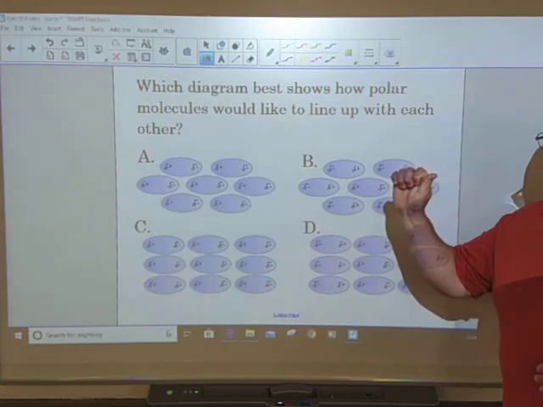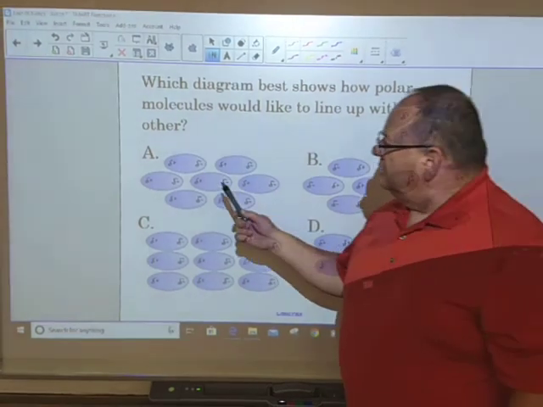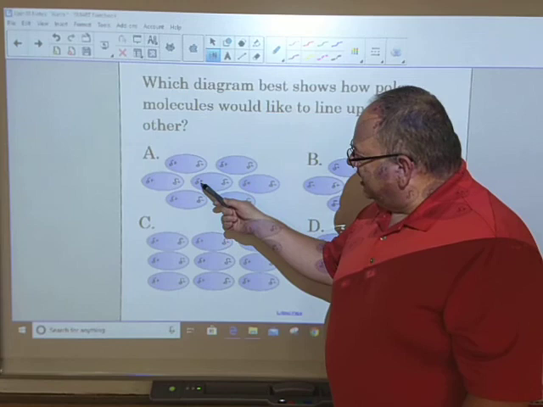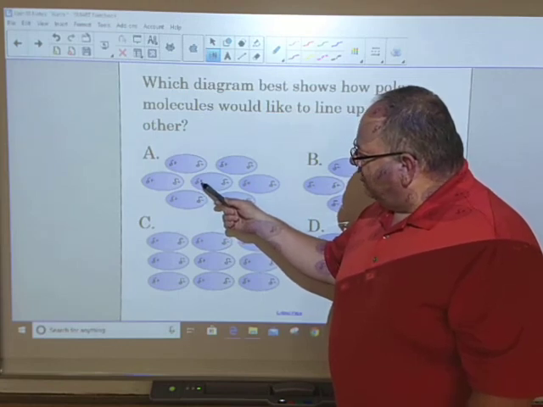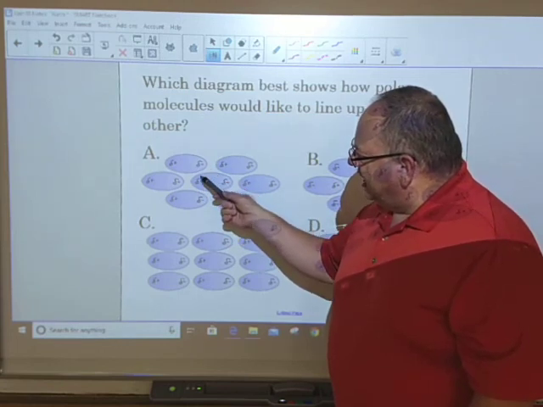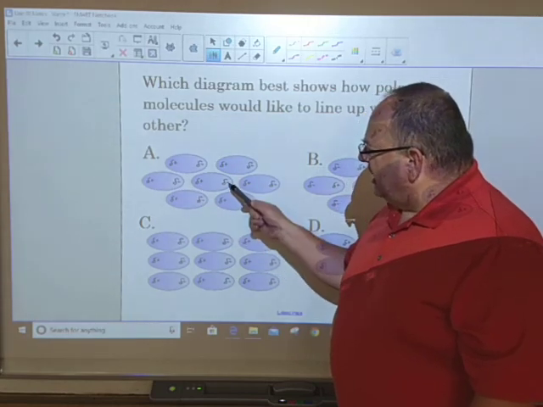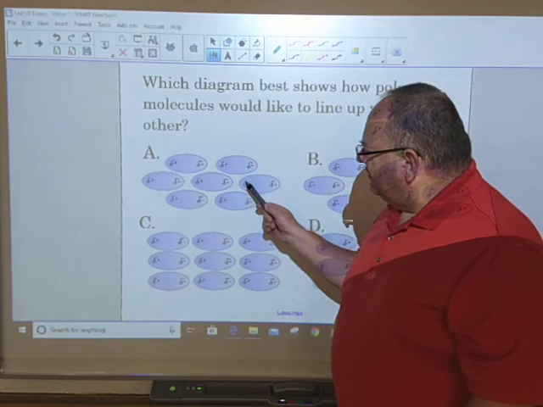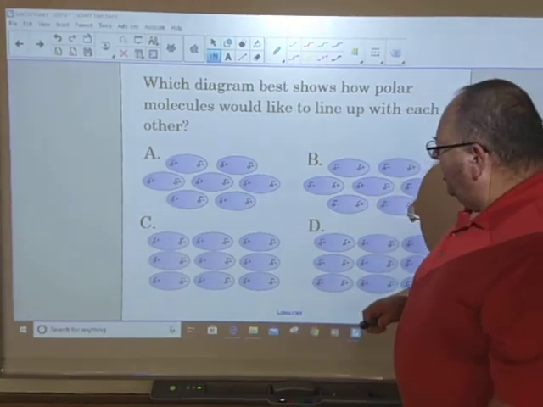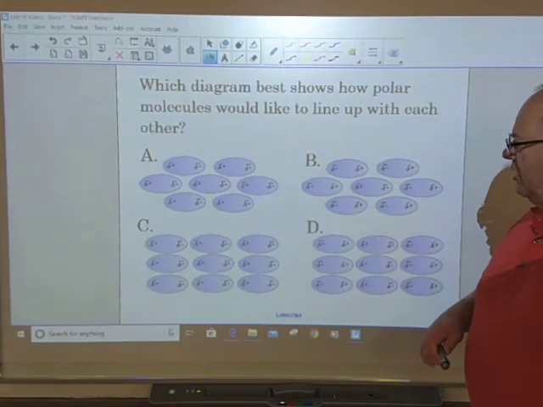Did you come up with A? If we look at A, the positive end right here, all its neighbors are negative ends: there's a negative end, a negative end, a negative end. If we look at the negative end here, it's surrounded by positive, positive, positive.